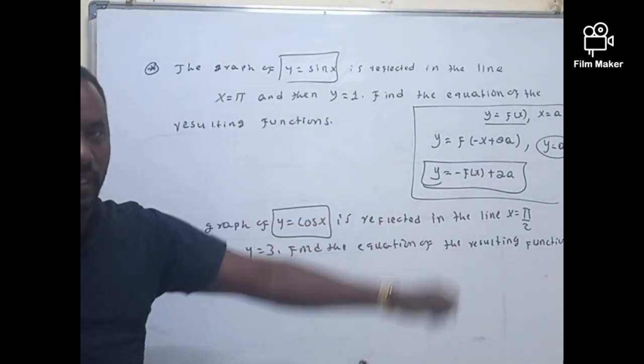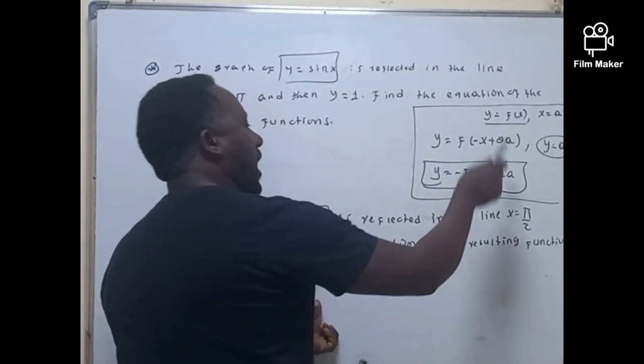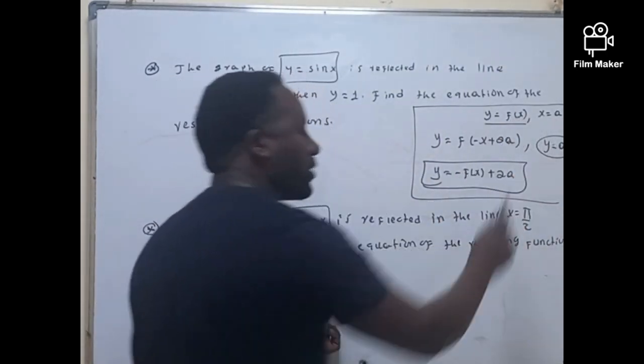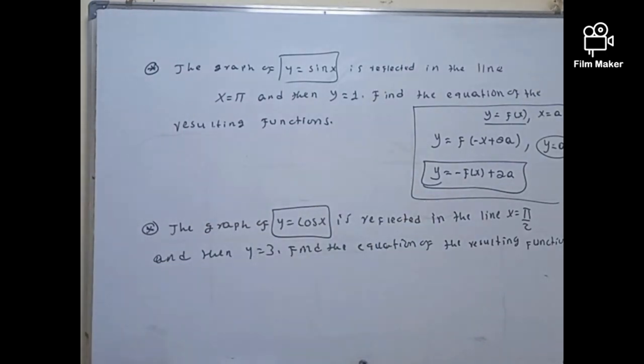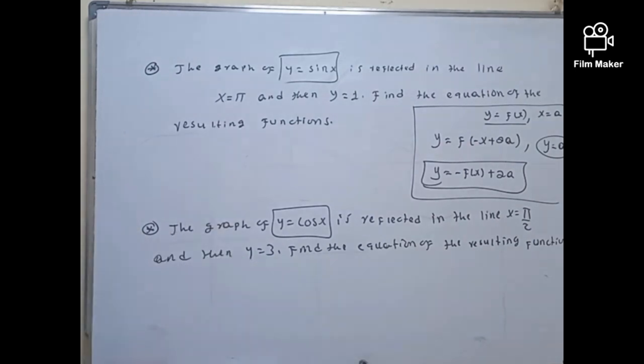Then what is the image of the given function after we reflect it again with the horizontal reflection line y is equal to a? So y will be negative f of x plus 2a. This is the formula. So based on this, you can do any problem regarding this.